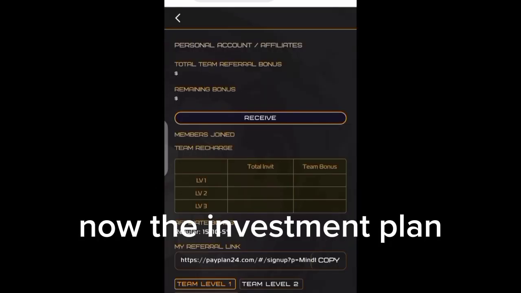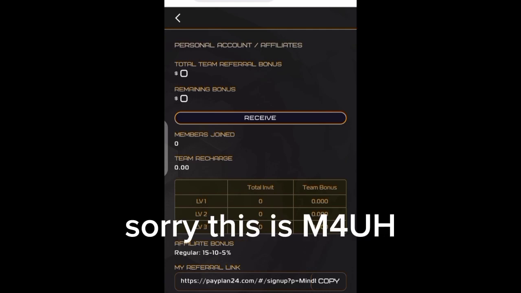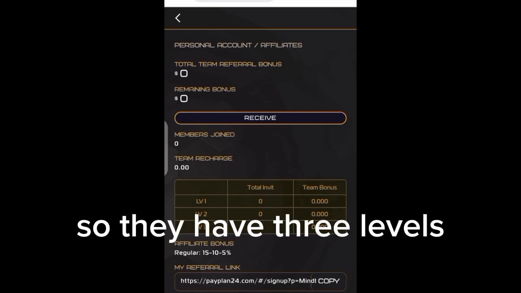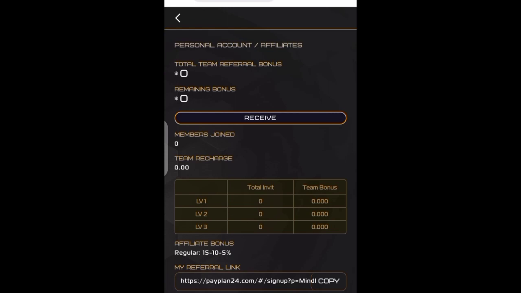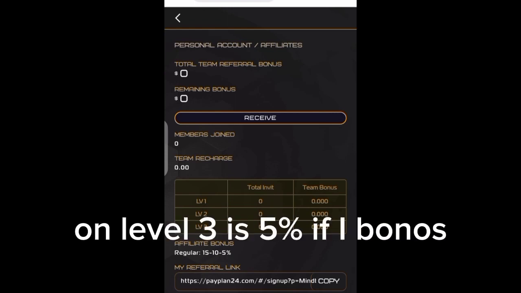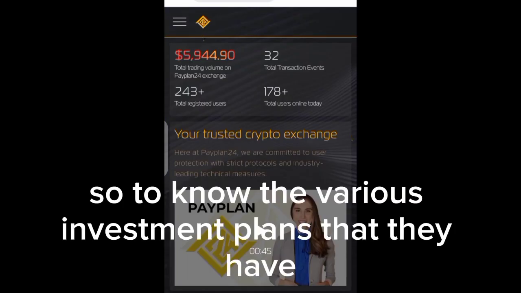Now the investment plan they have here is for levels. Once you refer people, they have 3 levels. Level 1, like I said, is a 15% referral bonus. Level 2 is a 10% referral bonus, and level 3 is a 5% referral bonus. So the more you refer people, the more money you make, the better your life gets.